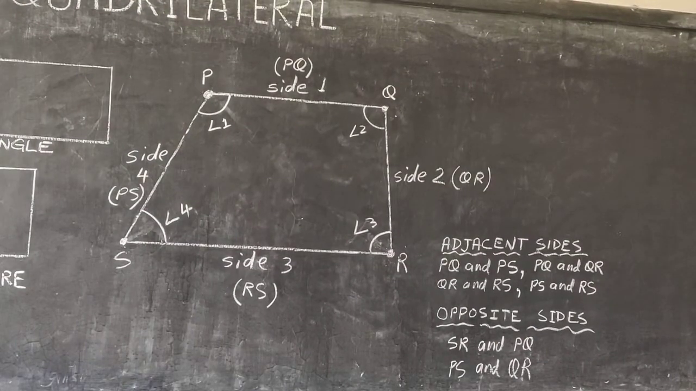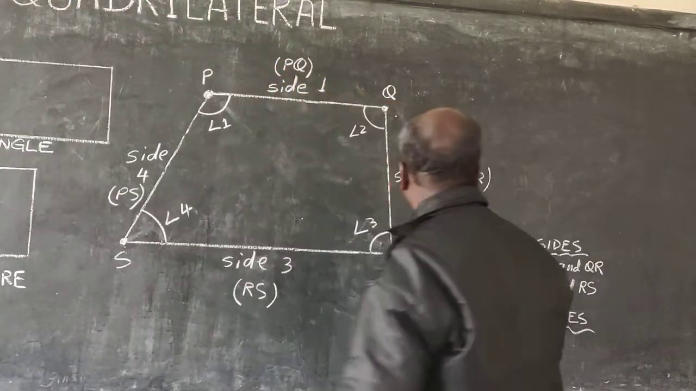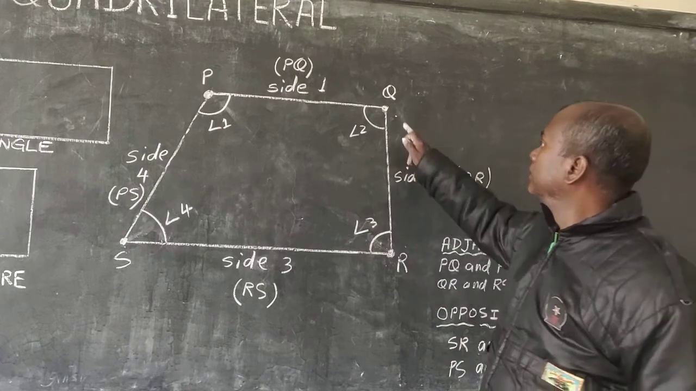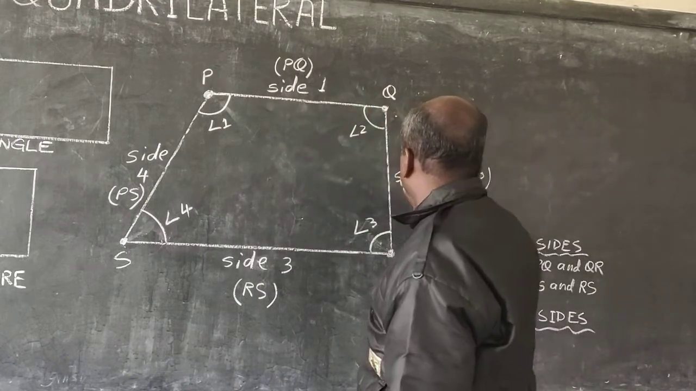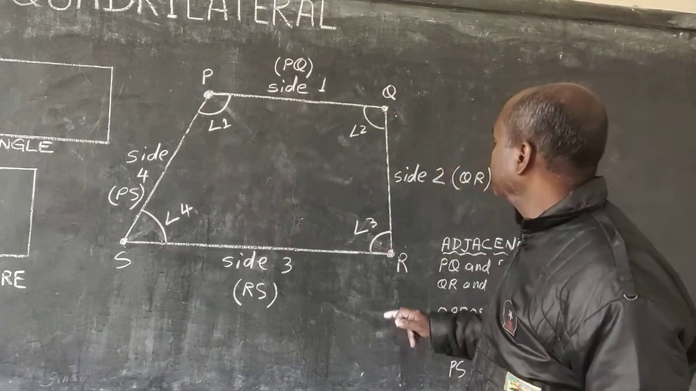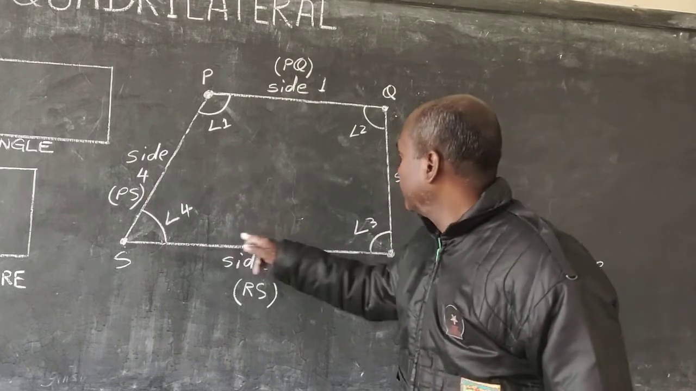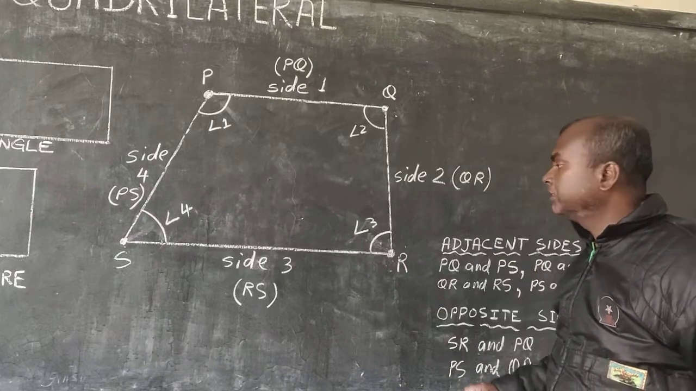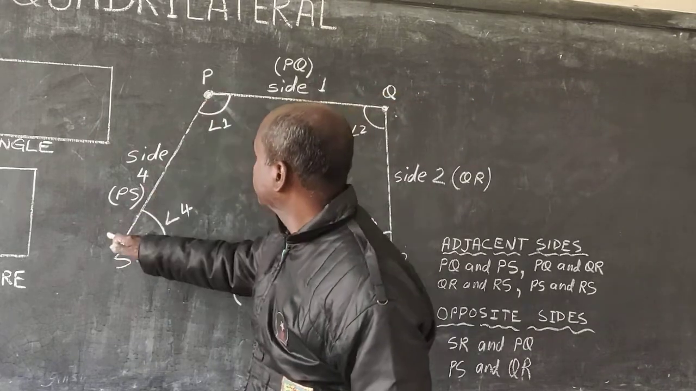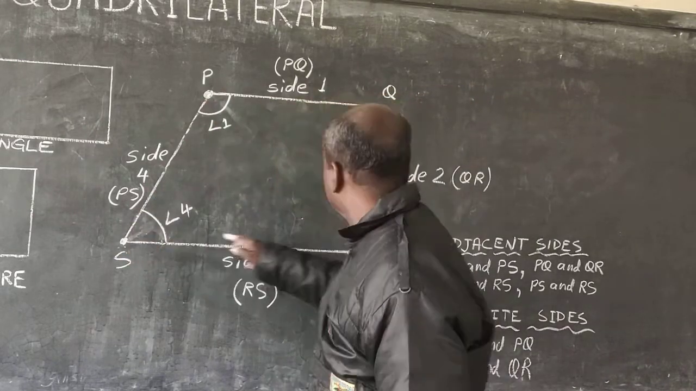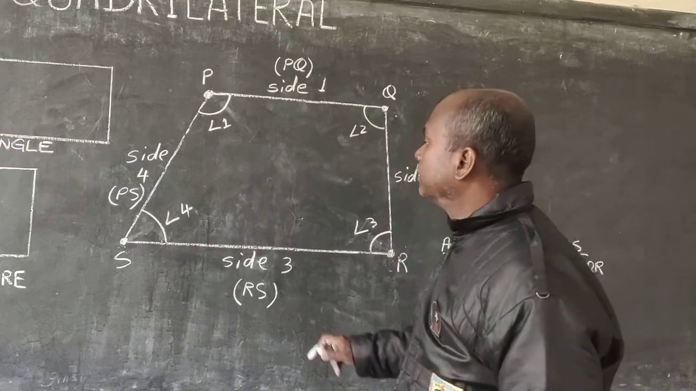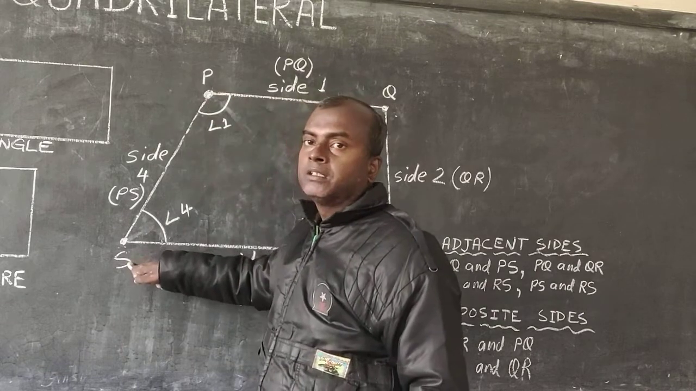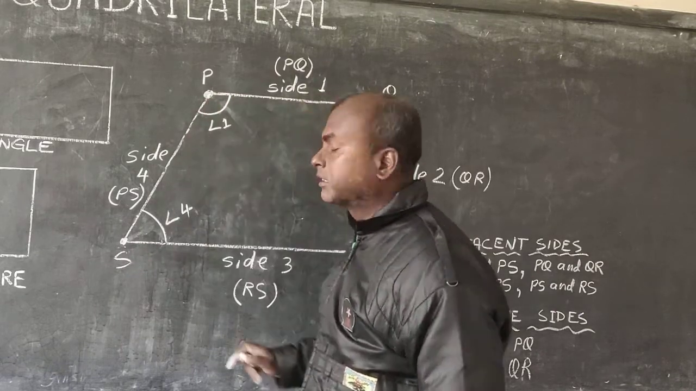Okay, once again, adjacent sides are those sides which have one common endpoint or one vertex. So in vertex Q we have PQ and QR, they are adjacent. In vertex R we have SR and QR. So SR and QR sides are adjacent. In vertex S we have this side and this side. This side is PS and this is SR, they are adjacent. Similarly in vertex P we have PQ and PS. They connect each other, so they are adjacent.